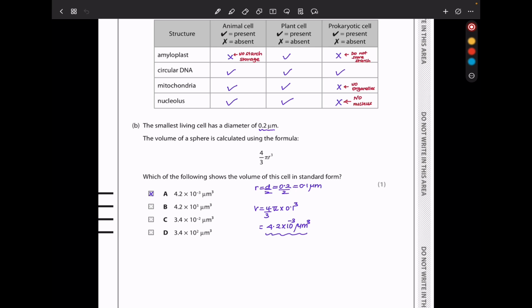Then in part B, they say the smallest living cell has a diameter of 0.2 micrometer. The volume of a sphere is calculated using the formula, which is that. Which of the following shows the volume of this cell in standard form? So since they've given us the diameter and we want to find the volume, I need to convert this to radius. Radius is going to be diameter divided by 2, which is 0.1 micrometer. And volume is 4 over 3 times pi times 0.1 power 3, which is roughly 4.2 times 10 power negative 3 micrometer cubed if you use pi in your calculator, or something close to 3.14.